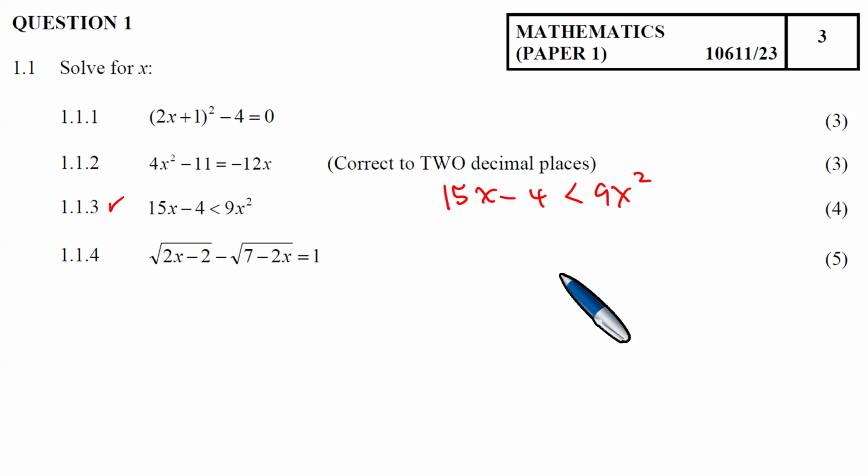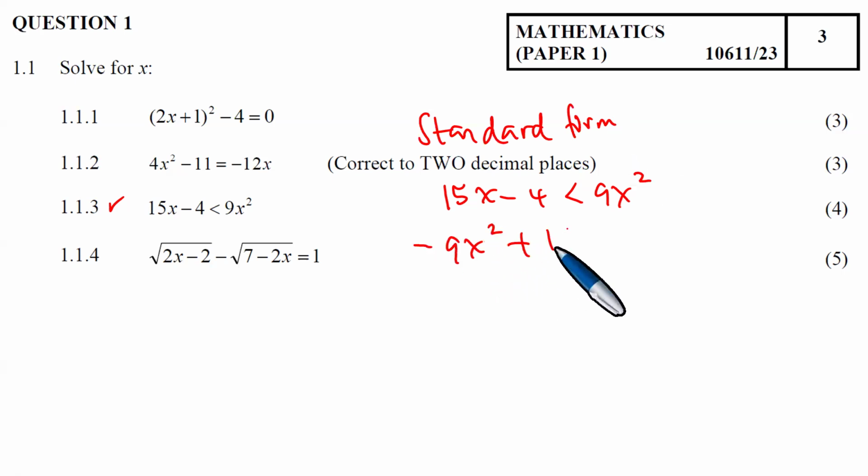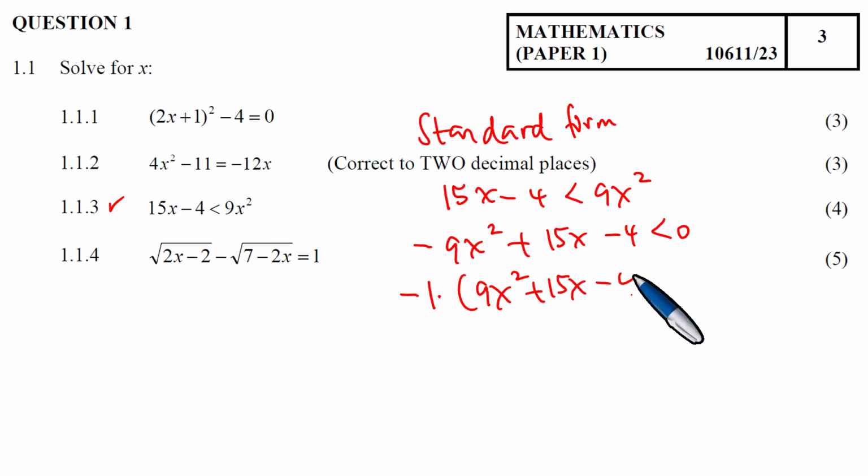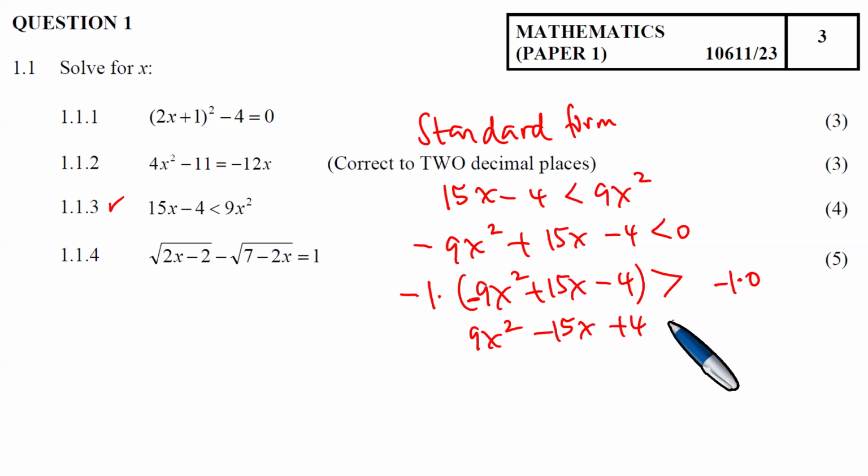Okay, now this one, you need to write it in standard form. So you bring the 9x squared to the other side, so you have 9x squared minus 15x plus 4 is bigger than 0. Because the 9x squared has a negative, you have to multiply the left side by minus 1, and you also multiply the 0 by minus 1. When you multiply both sides by a negative number, the inequality changes direction. Negative times negative is positive, so 9x squared minus 15x plus 4 is bigger than minus 1 times 0, which is exactly 0.